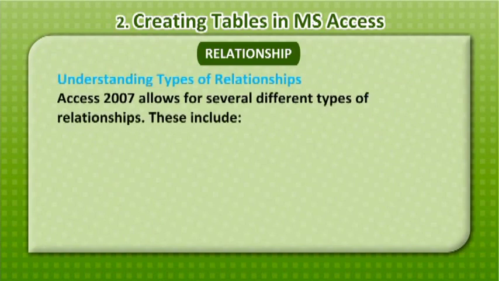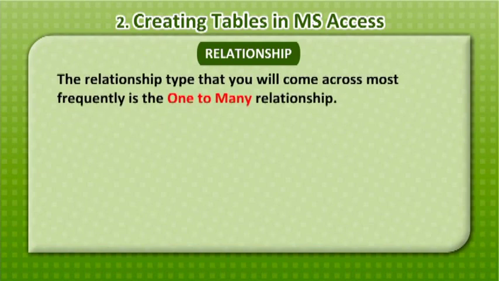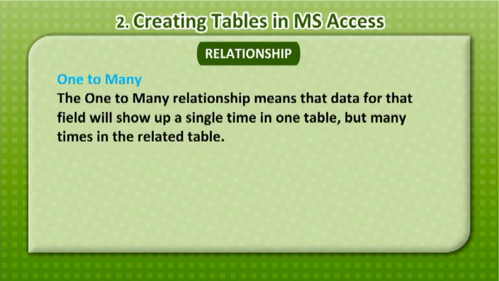Understanding types of relationships. Access 2007 allows for several different types of relationships. These include one-to-one, one-to-many, many-to-one. The relationship type that you will come across most frequently is the one-to-many relationship. One-to-many. The one-to-many relationship means that data for that field will show up a single time in one table but many times in the related table.